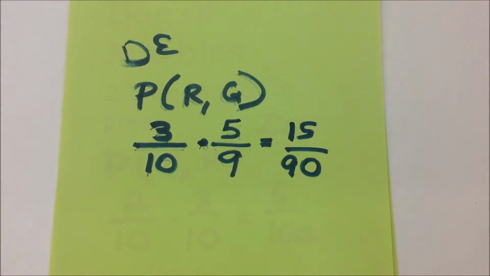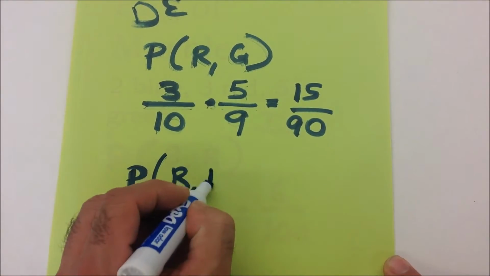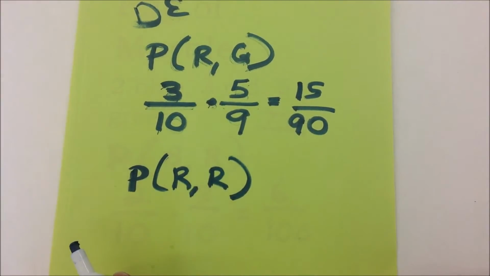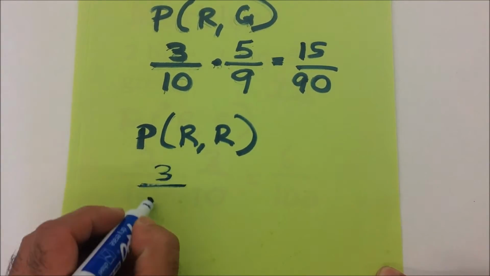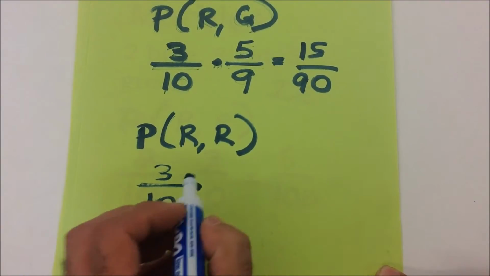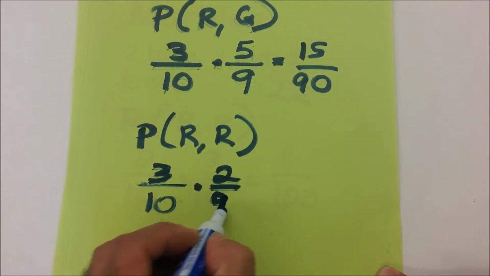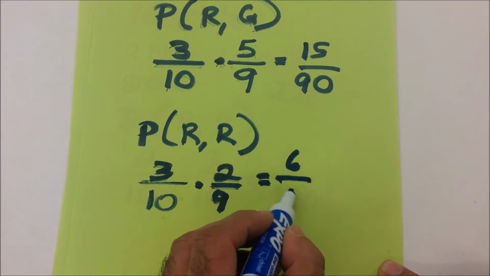Now, in a conditional event, you have 2 or more of the same type. So let's say we had a probability of picking a red, then a red. So here we have 2 of the same type. So this is a conditional event. So in that case, the probability of picking a red is still 3 out of 10 the first time. But the second time, now that we would only have 2 reds left, and we didn't replace a marble, it's 2 ninths. So that would be 6 over 90.